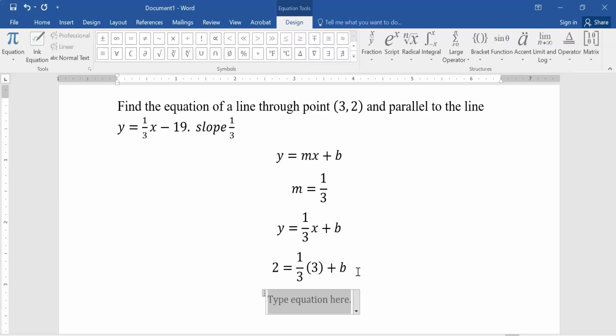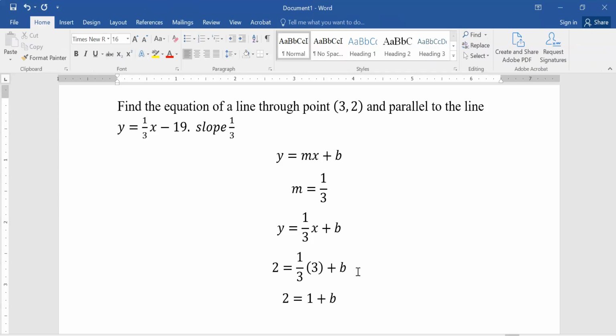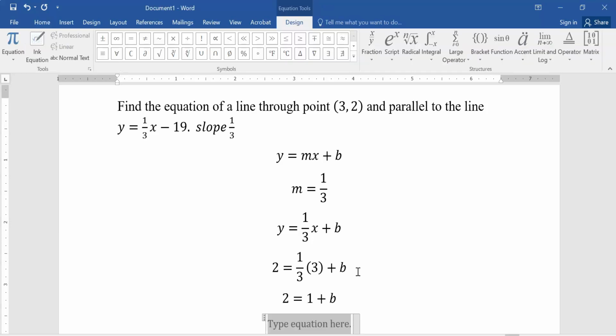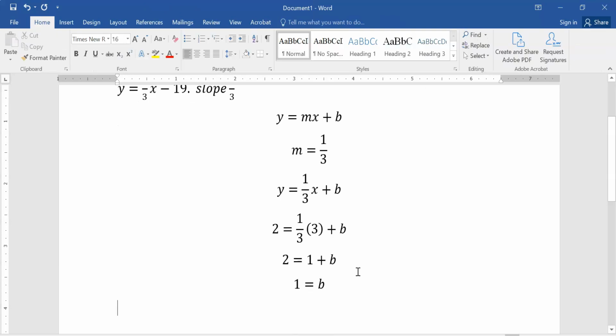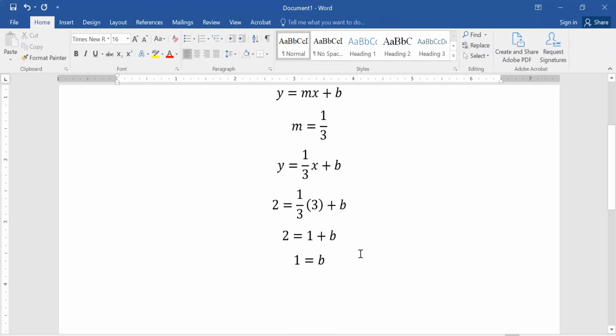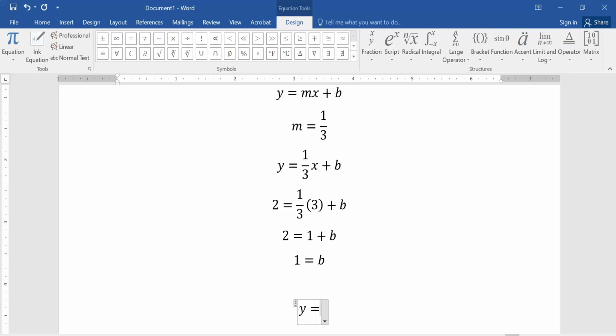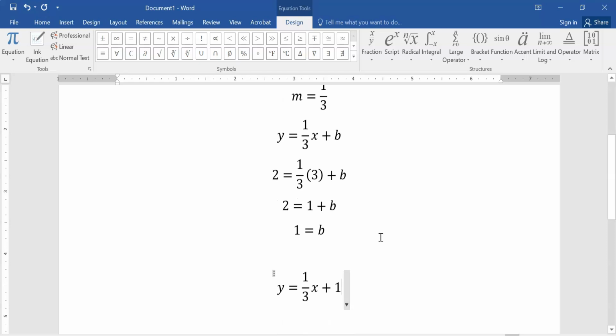When I do that, 1/3 times 3 is just 1. So I get 2 equals 1 plus b. If I subtract 1 from both sides, I find that b has to be 1. So the equation that I'm looking for is going to have to be y equals 1/3 times x plus 1. So there you go. That's the whole thing.